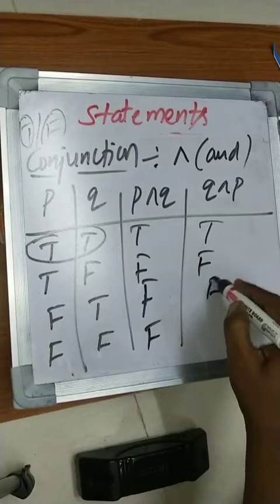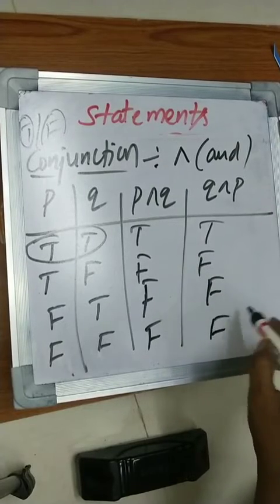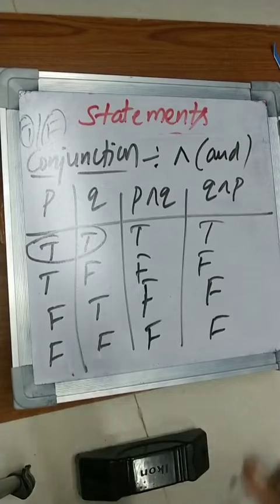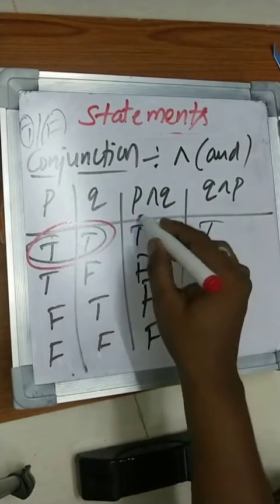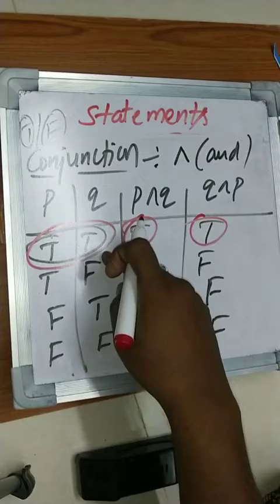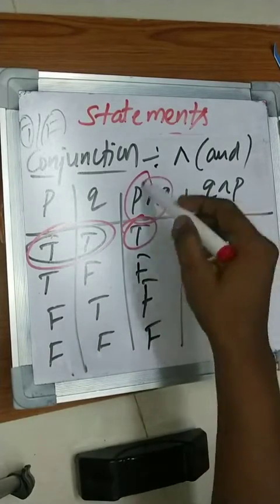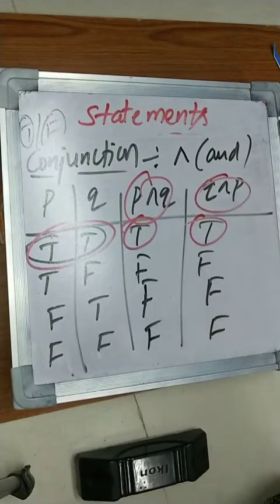Here also, in Q and P also, the remaining cases will be false. So this is the only condition where both the statements are true. Then only the truthness of the whole compound will be true. So both the statements should be true. Okay.